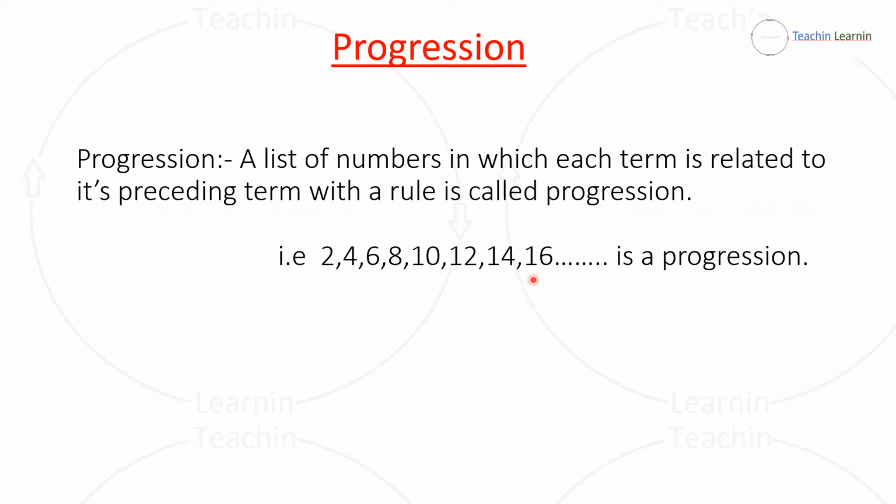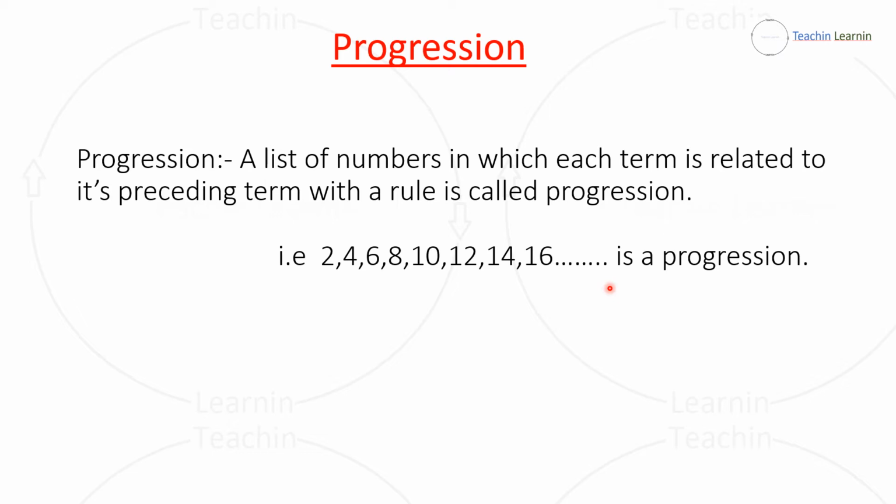So when you are acquainted with this type of phenomenon, you are now able to find many numbers after 16. So you will get 18 in this series. You will get 18, 20, 22, 24, and so on. So what is a progression?